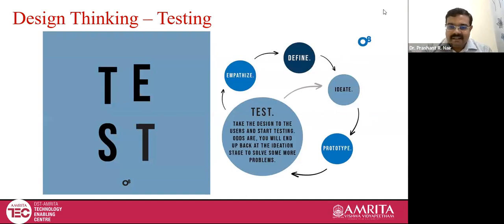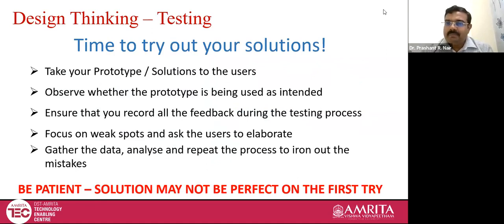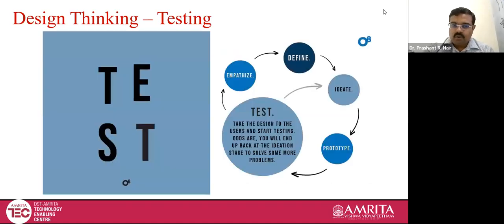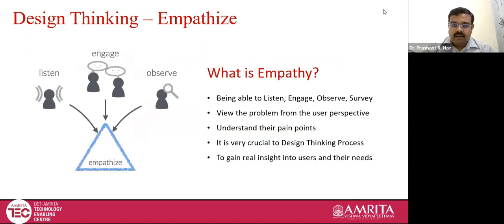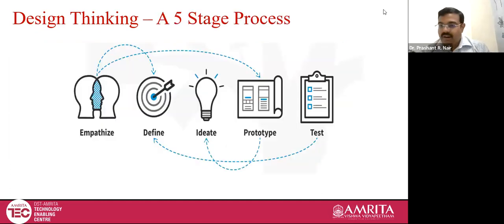So this, in a nutshell, is the simple process of design thinking. You have to be patient. This process will take time. Going through the five stages, probably unconsciously, you may be doing these things, but you are not doing them in a structured fashion: empathizing, defining, ideating, prototyping, testing. Any project that you do, you may be doing some of it to some extent, but not in a structured fashion. Design thinking makes you go in a very structured, logical, rational fashion.